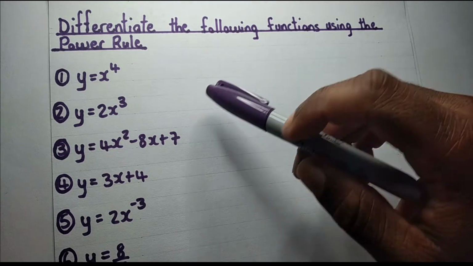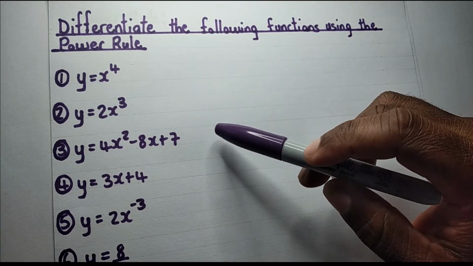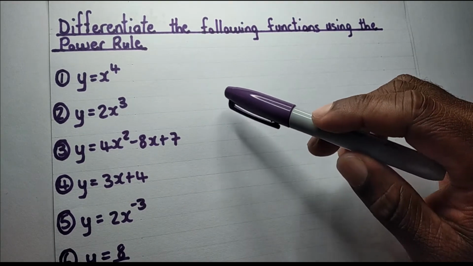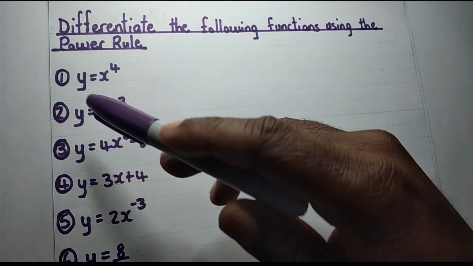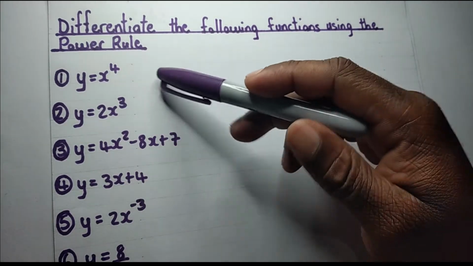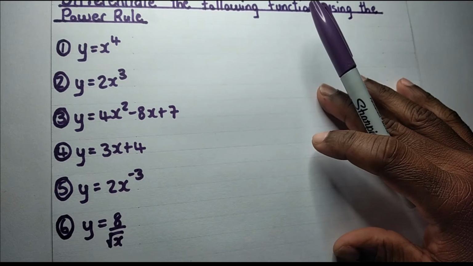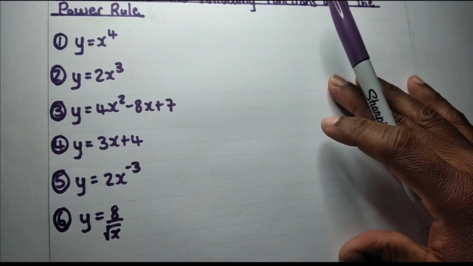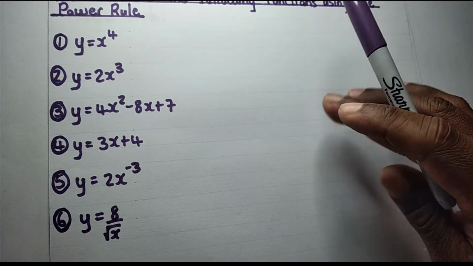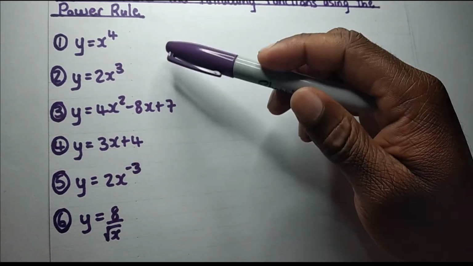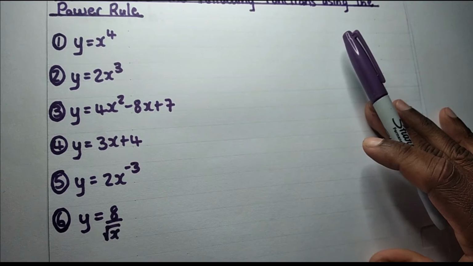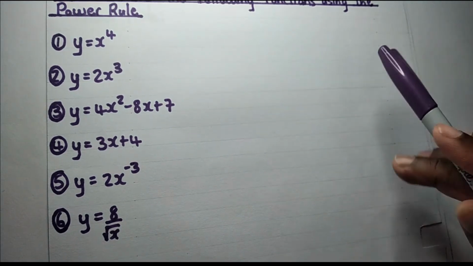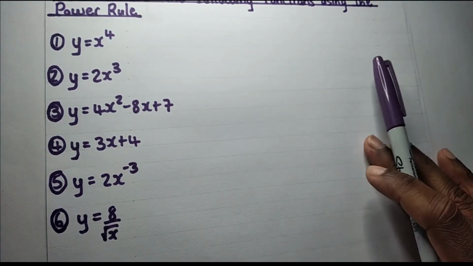Now here we want to look at the power rule and how we use it to differentiate functions. Here we have some function examples and we're going to differentiate all of these using the power rule. You could attempt these 6 examples, and then resume the video and watch for the correct solutions.